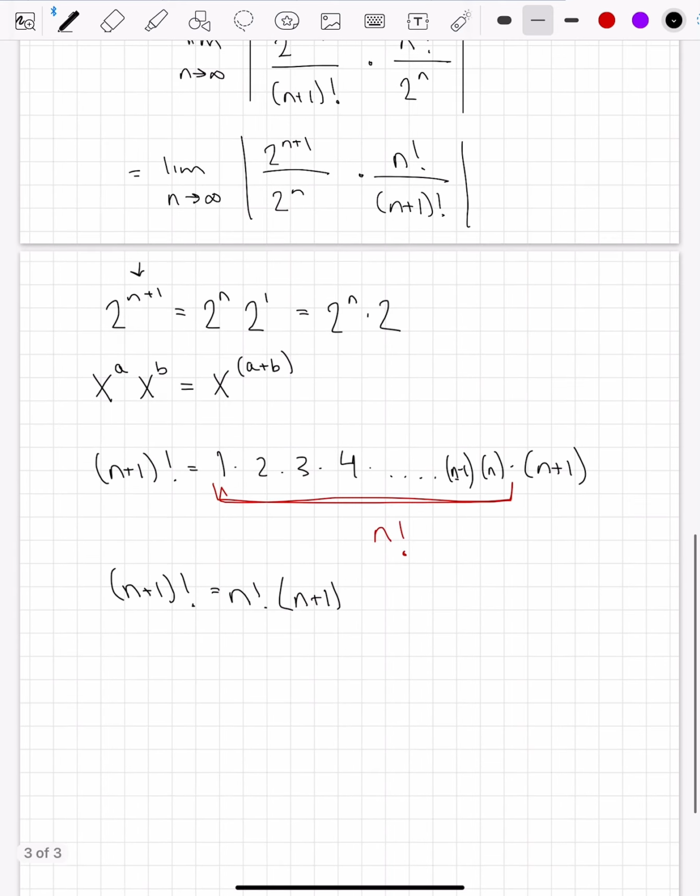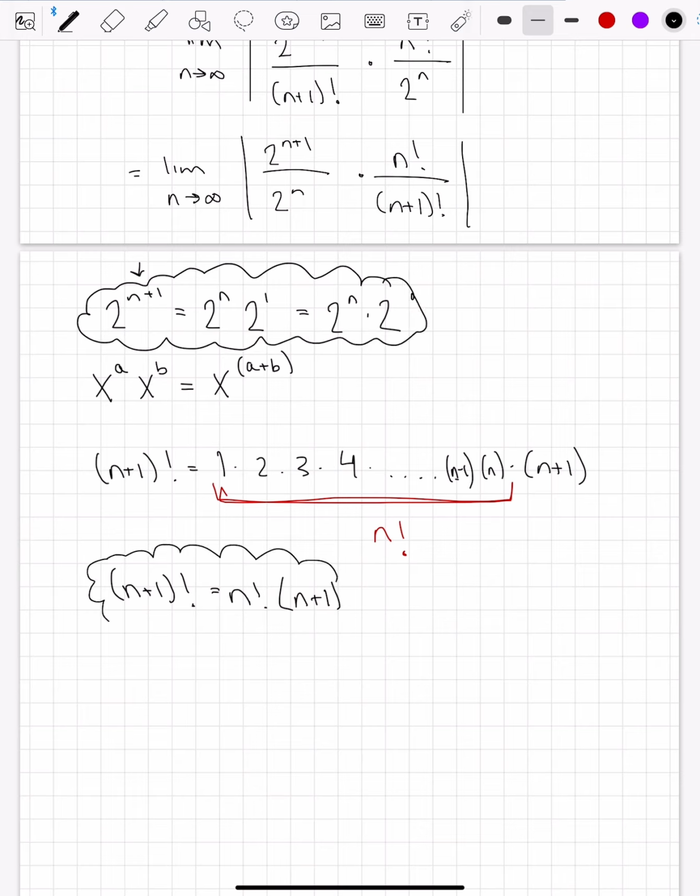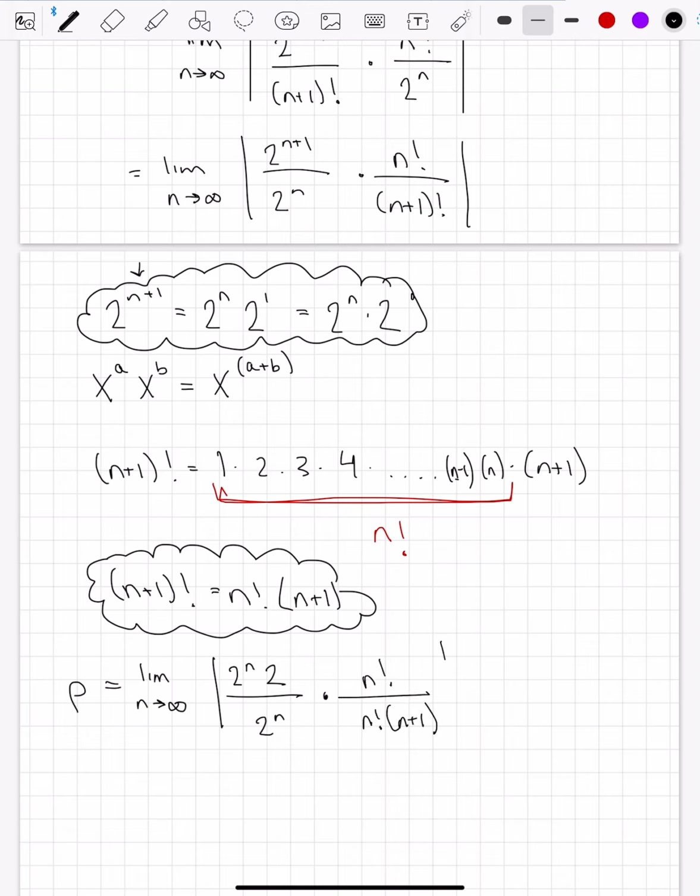Right, so we can use this here to rewrite our 2 to the n plus 1, and we can use this here to rewrite our n plus 1 factorial. So we're going to plug those things into our rho, right? Remember, we're trying to calculate rho right now. So 2 to the n plus 1, that's really just 2 to the n times 2 all over 2 to the n times n factorial divided by n factorial times n plus 1.